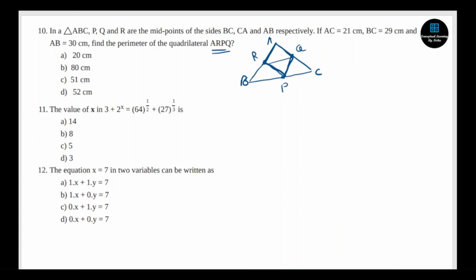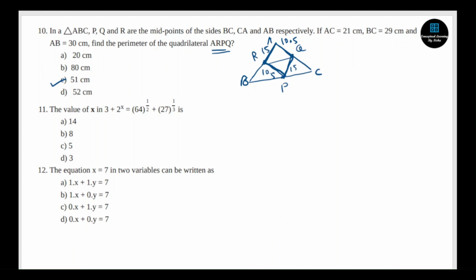Alright, so this side, half of AB is 15, okay. AQ is half of AC, which is 21 upon 2, 10.5, and BP is half of AC, correct? We know that. So what do we get? Same thing, 10.5 and here 15. So the perimeter is 15 plus 15, 30, 30 plus 21. So 51, right? Very easy question.